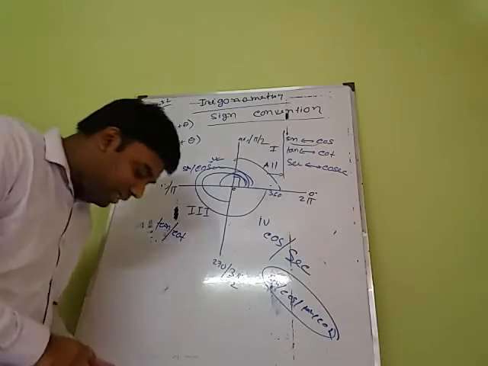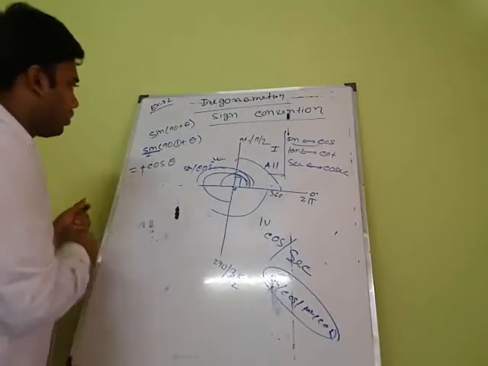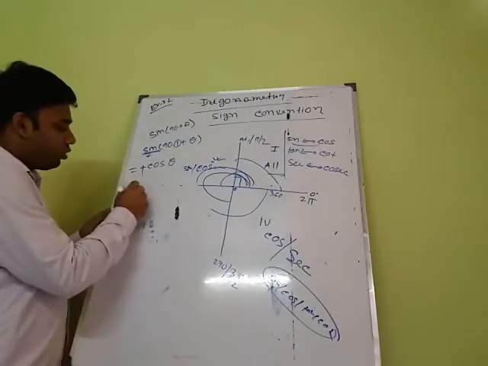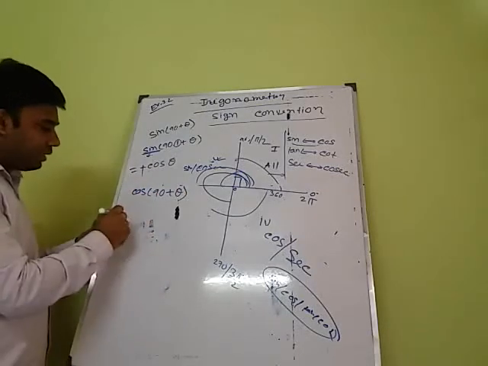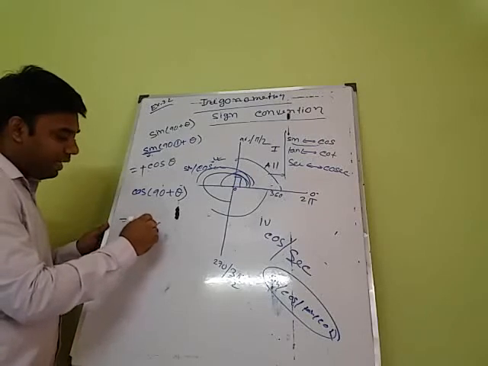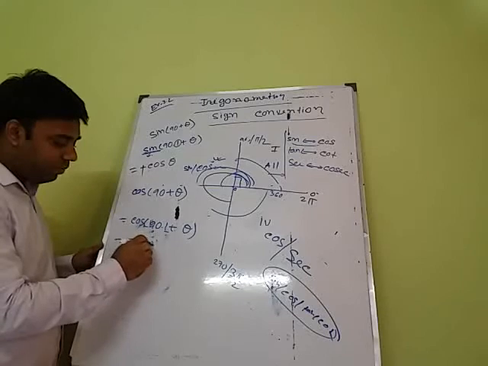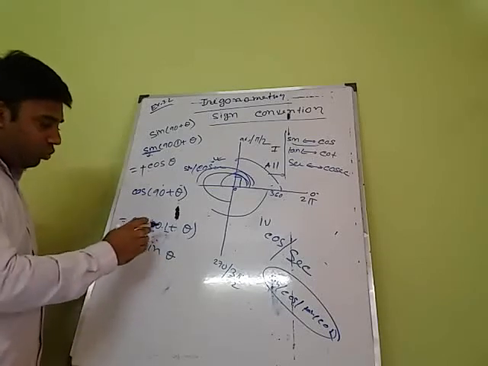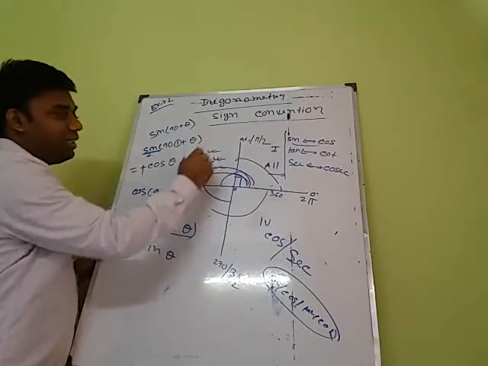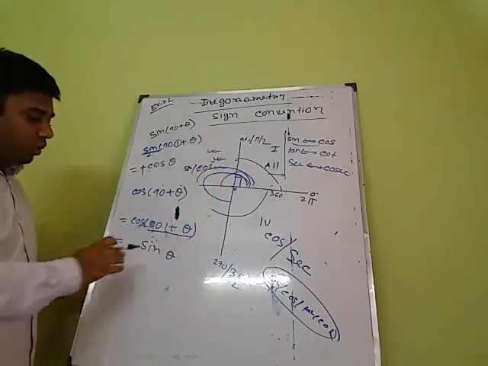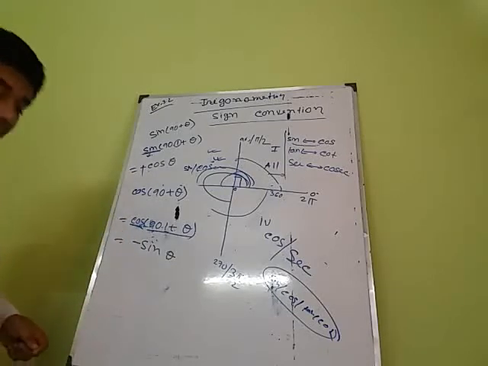Another example, cos of 90 degree plus theta. Cos of 90 into 1 plus theta. Odd number, so cos changes into sine theta. Now 90 degree plus theta means that the angle lies in the second quadrant. In the second quadrant, sine and cosec are positive. Here cos is given, so that will be minus sine theta.